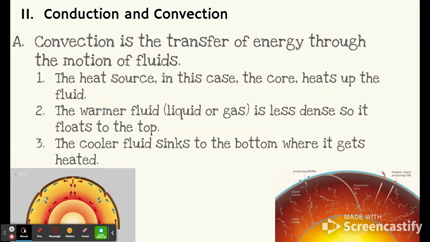Convection is the transfer of energy through the motion of fluids. The heat source, in this case the core, heats up the fluid. The warmer fluid, liquid or gas, is less dense, so it floats to the top. The cooler fluid sinks to the bottom where it gets heated.